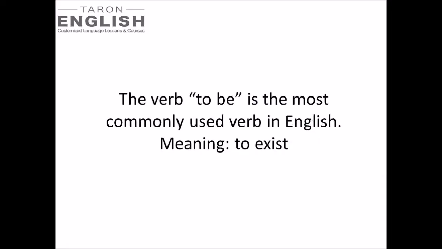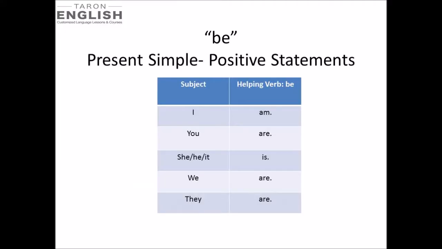The verb to be is the most commonly used verb in English, and it basically means to exist. Let's look at the most basic way to use be. In the simple present, there are three conjugations.